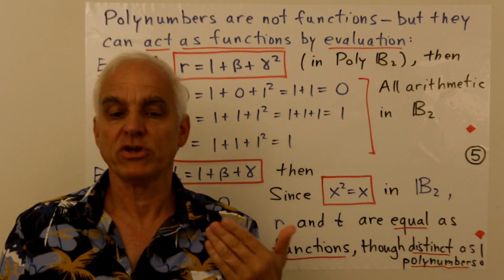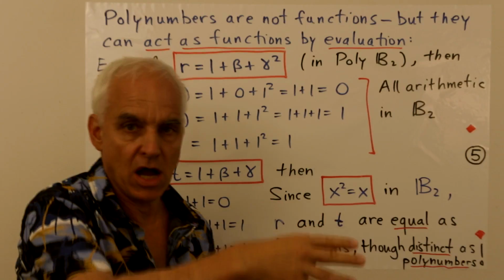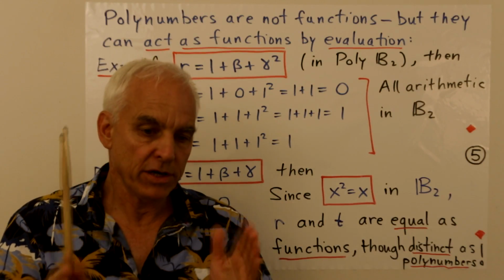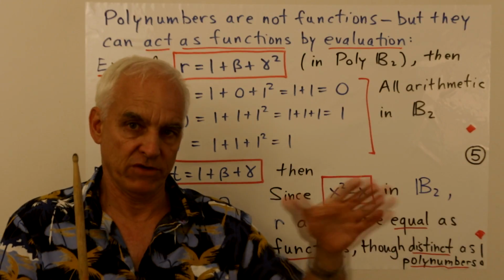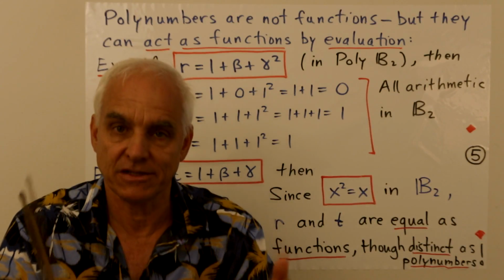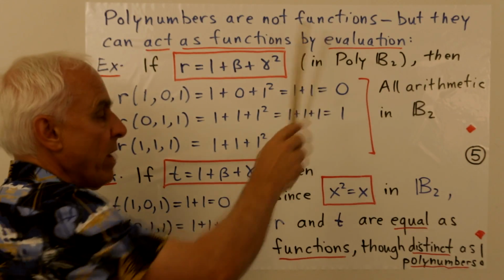Now, polynumbers are not functions. I know that in primary school you may have learned that a polynomial is a function of a certain kind, but that's not the way we're thinking about things. A polynumber is an expression of a certain kind. Nevertheless, a polynumber can act as a function. We can make it act as a function by evaluation.